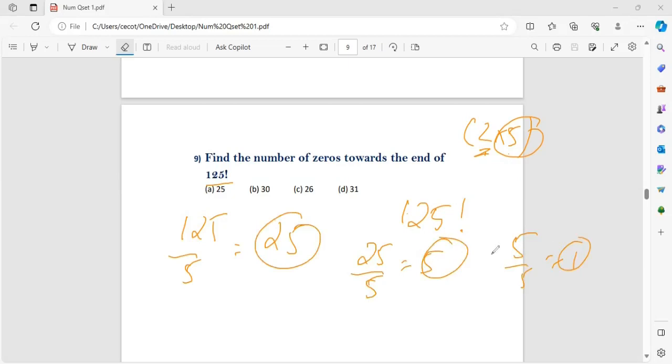So 25 plus 5, 30 plus 1, 31. The same logic in another approach: 125 by 5 plus 125 by 5 square plus 125 by 5 cube. That is the highest power of 5, which is 5 cube. So 125 by 5 gives you 25 again, this gives you 5, this gives you 1. Add all those, you get 31 as the answer. Option D is the answer.